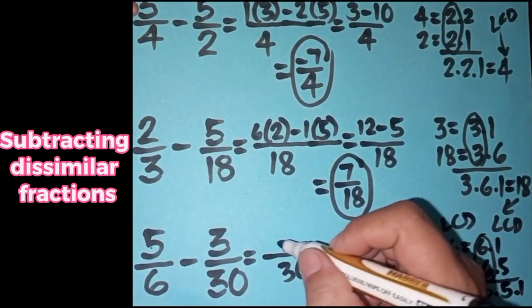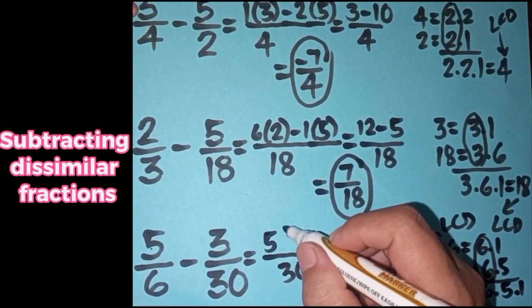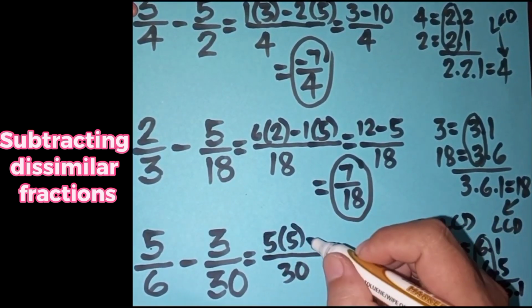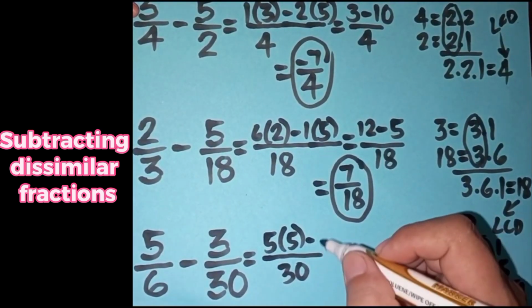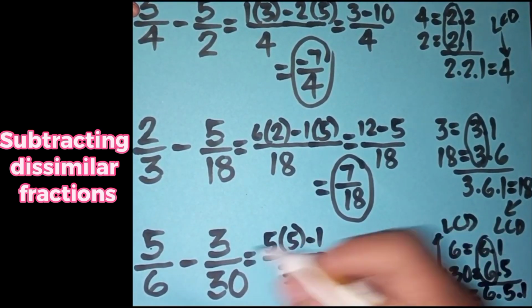30 divided by 6, that is 5, times the numerator 5, minus 30 divided by 30, that is 1, times the numerator 3.